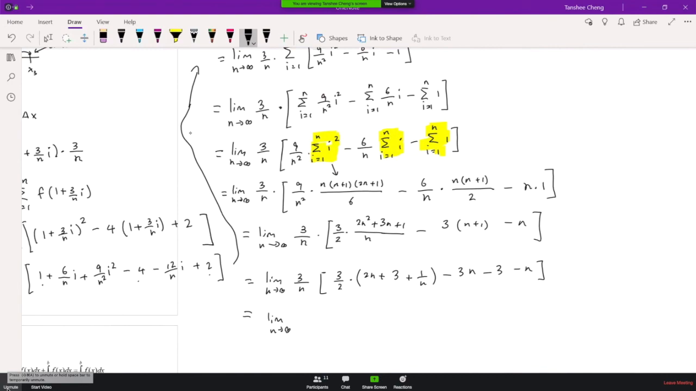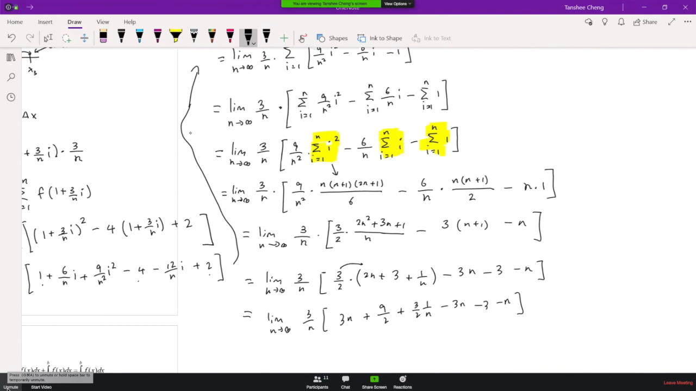So what I'm going to do is try to distribute this and then simplify further. Okay? So 3n, and take a look at this. When I multiply these two, that will be 3n. And this 3n and this 3n will be gone. Let me just write it down. That is better. 9 over 2 plus 3 over 2, 1 over n, minus 3n minus 3 minus n. So you notice that this 3n and this 3n will be gone. And you can simplify this 9 over 2 and then 3 over negative 3.